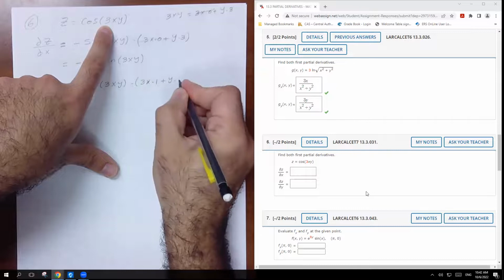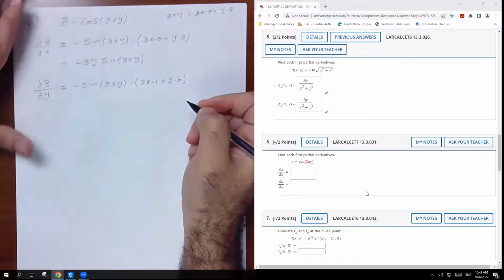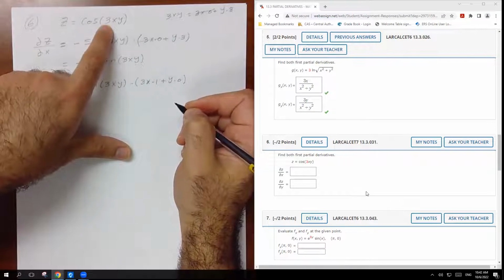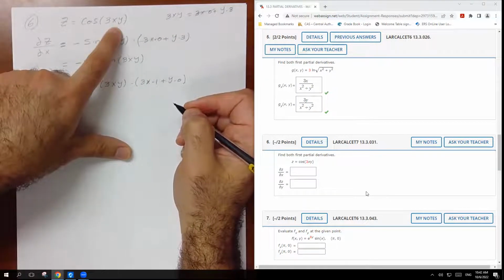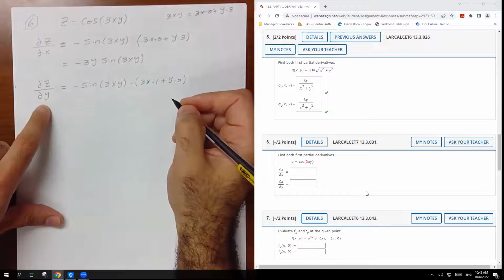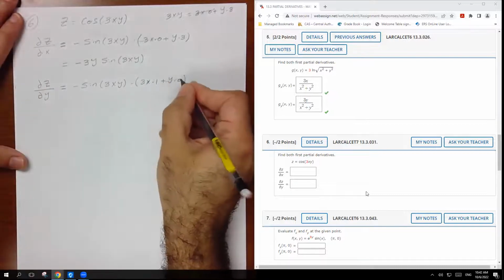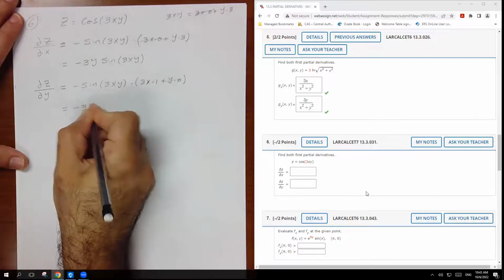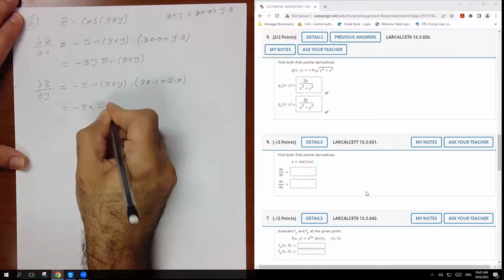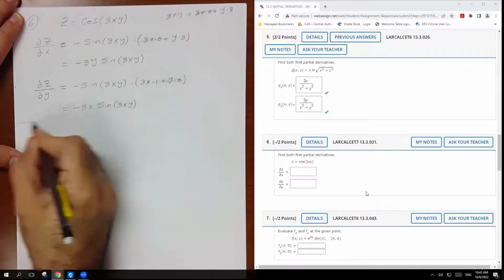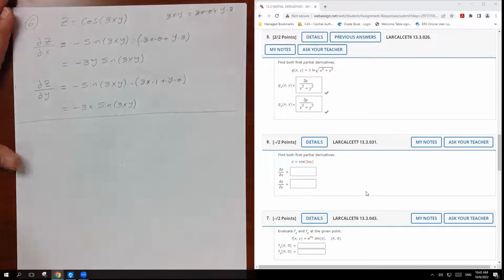So it's going to be times 0. You're not going to say 3x, just the 3 is a constant, and the x is also a constant. So 3x, everything is a constant. That means the derivative of 3x with respect to y is 0. So this is 0, and it's going to be negative 3x sine 3xy. That's it for this one.